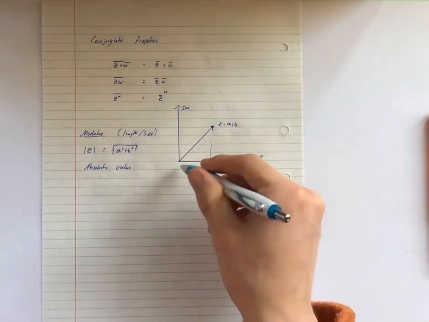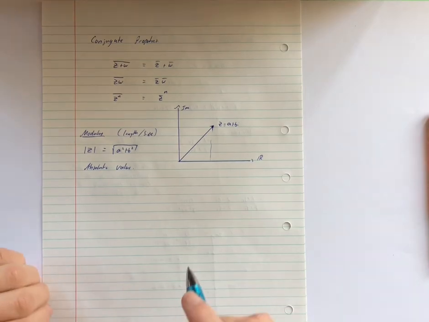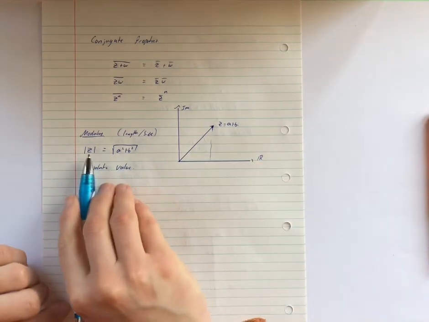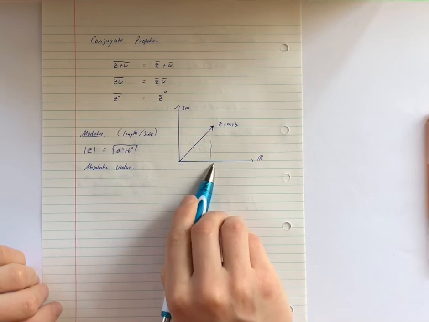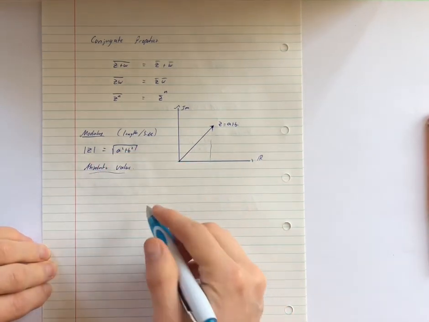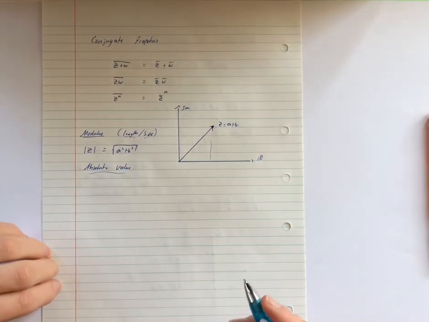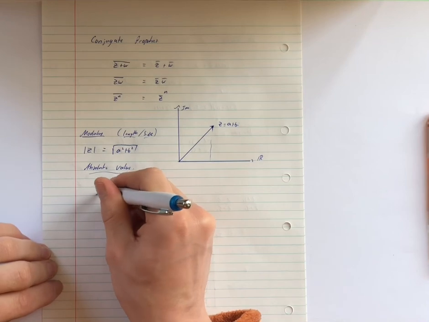If we wanted the length or the size of that vector, which is quite useful for physics, then we would use this form here, just the real part and imaginary part squared. That would give you the absolute value, also called the modulus, also called length, also called size. So a few different ways of thinking about that.